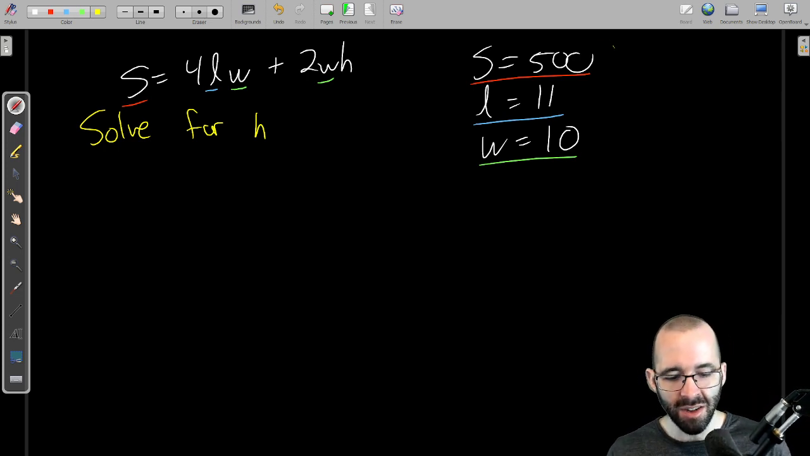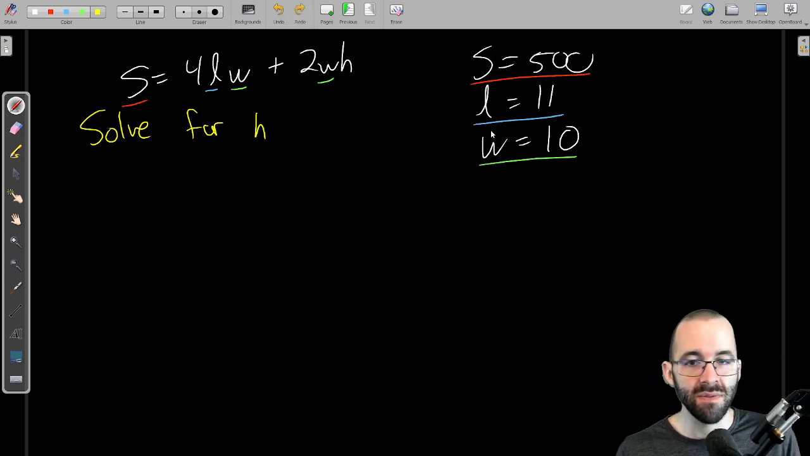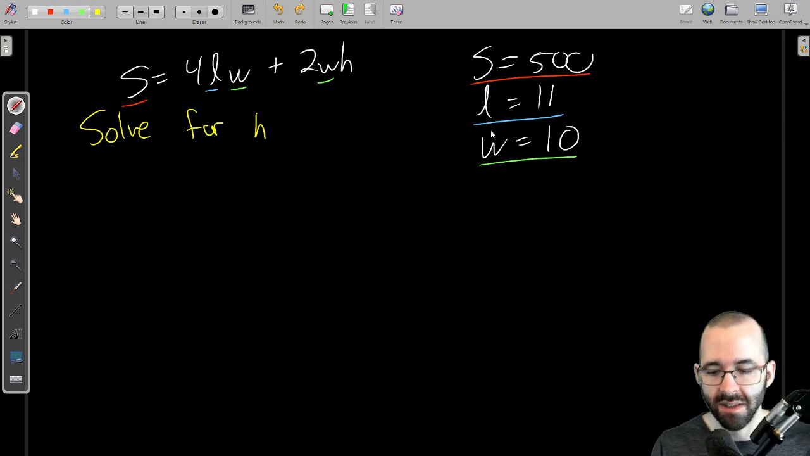And we know the surface area is 500. We know the length is 11. We know the width is 10. We don't know the height. Well, we can find it. So we're gonna plug everything in first.